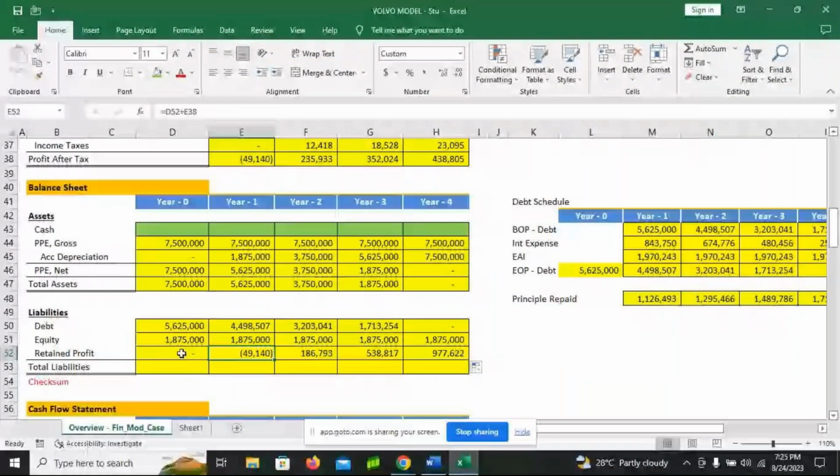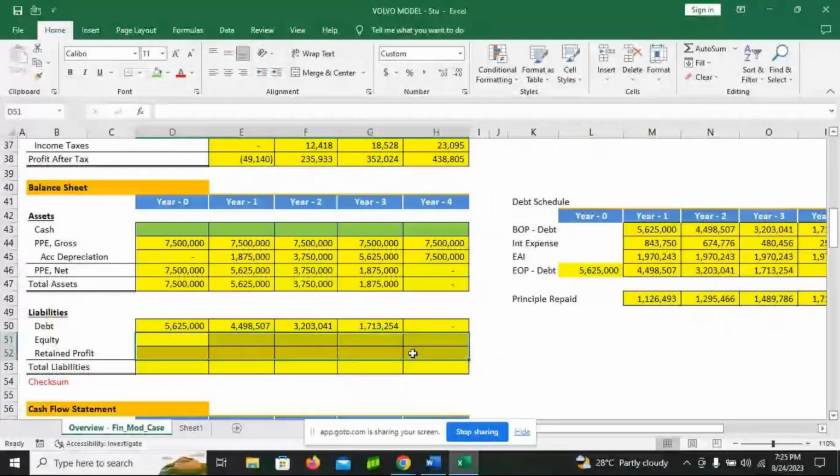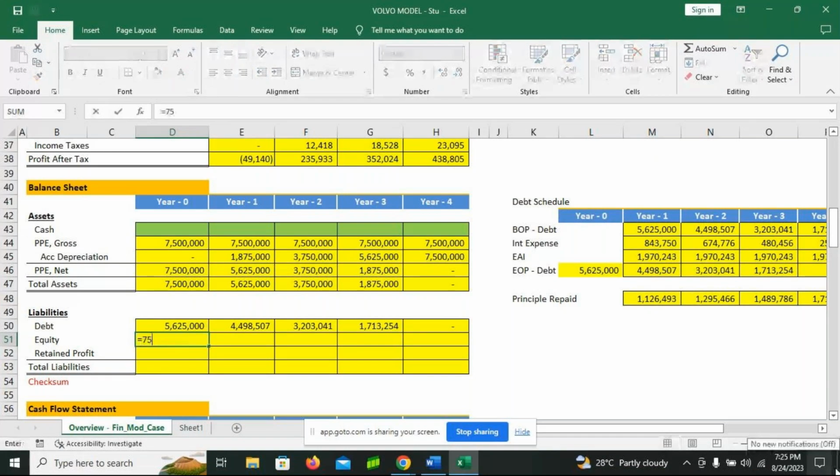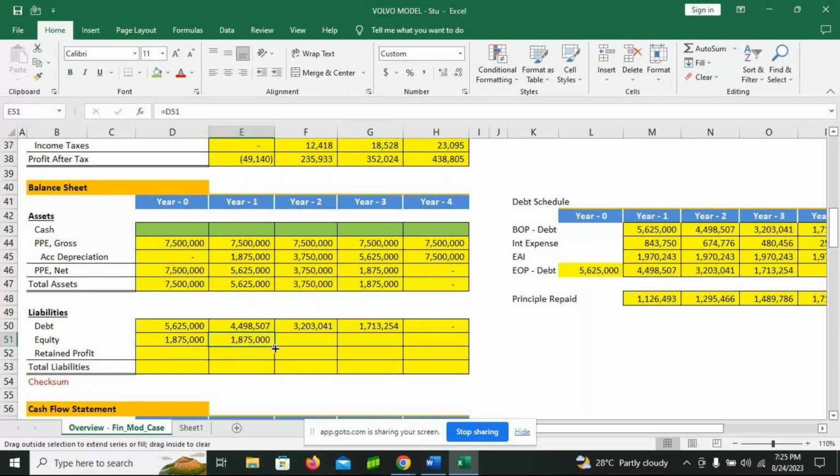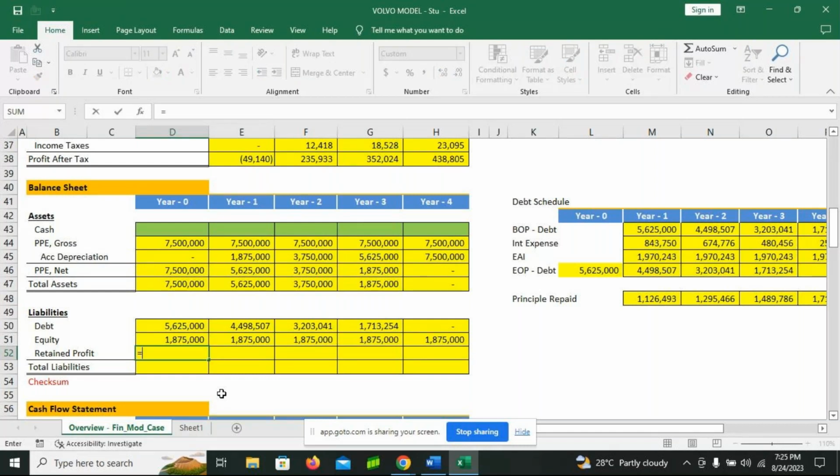Guys, from equity I'll show you. So equity is calculated at 75 lakh, 25% out of that value. So this is going to remain the same every year, equity. And then retained profit. In the beginning of the year there is nothing, zero. So next retained profit will be previous year retained profit plus profit after tax.